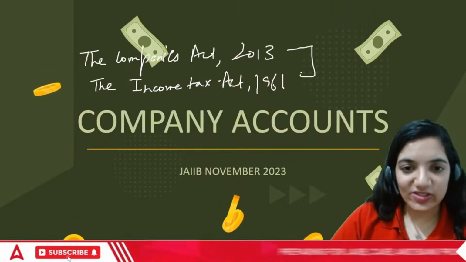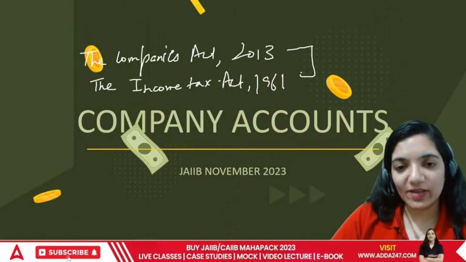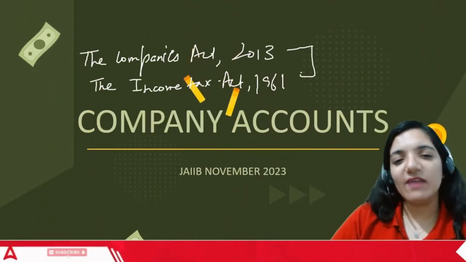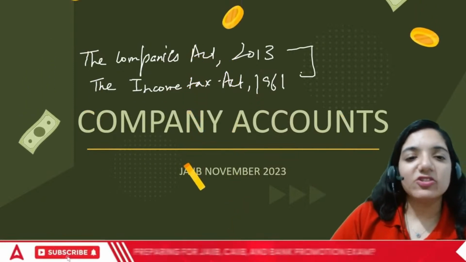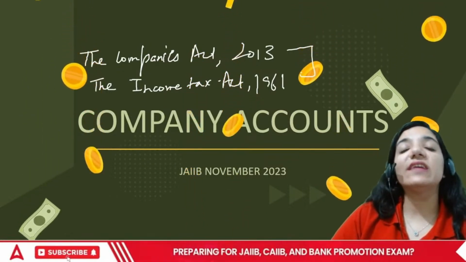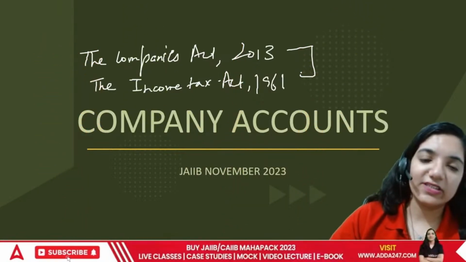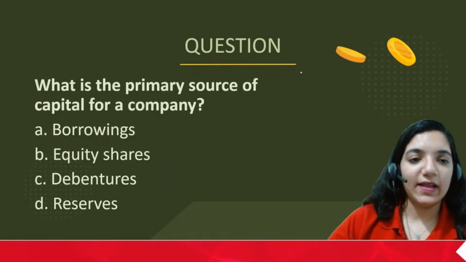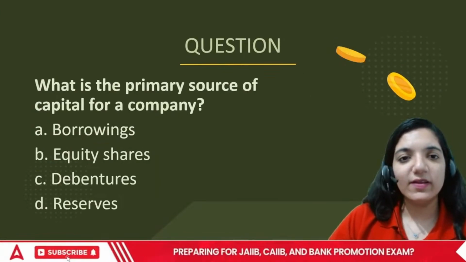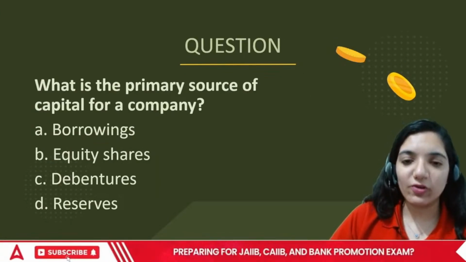So when we talk about the JIB November, we have company accounts there, right? Company accounts is in module B. So let's talk about it in detail. Here comes the first question, everyone. What is the primary source for a company?